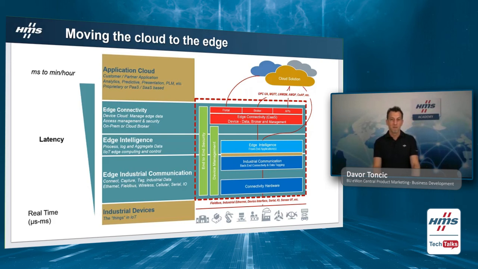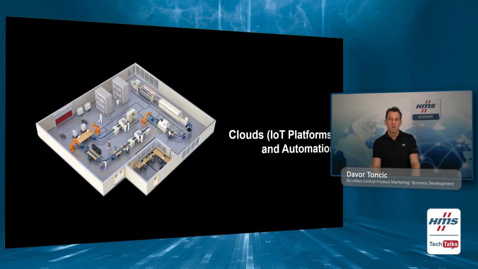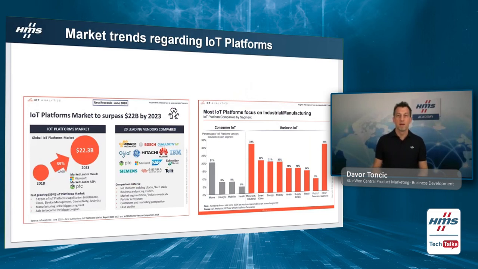So how about clouds and IoT platforms in automation? Today there are about 450 different types of IoT platforms, and about one third of those are focusing on manufacturing and industrial applications. And today there is quite a large growth. The expected growth is about 39% per year in terms of utilizing IoT platforms. And while this is quite a big number, there are some players which are more common than others.